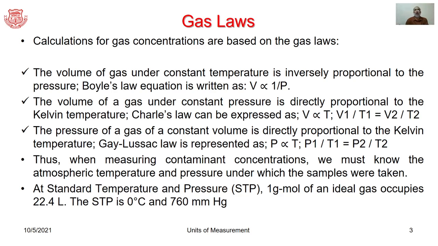Thus, when measuring the contaminant concentration, we must know at what atmospheric temperature as well as pressure the measurements are made. Also, the presumption is that at standard temperature and pressure, 1 gram mole of an ideal gas occupies 22.4 liters. This standard temperature and pressure is considered as 0 degrees centigrade and 760 millimeter of Hg.